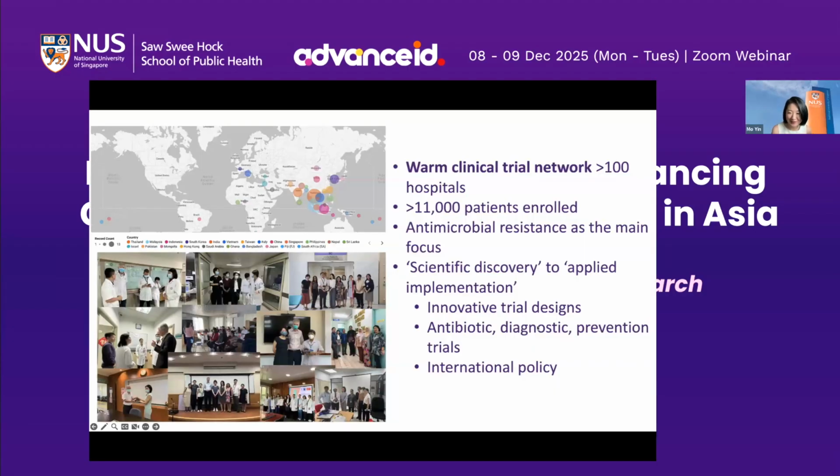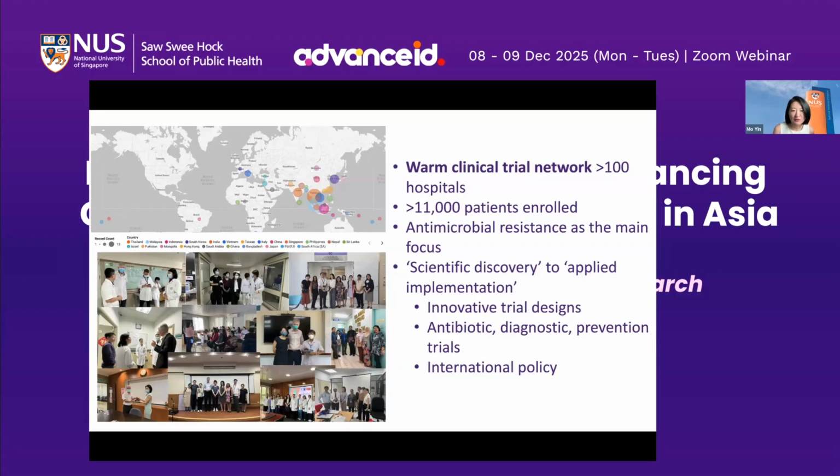As many of you may already be familiar, Advanced ID is a very active clinical trial network that now has over 100 hospitals in our registry, working very actively with us across the world, especially Asia and especially in low-middle income countries. So far, in a short span of 3 to 4 years, we've enrolled over 11,000 patients. And so far, we've been focusing on antimicrobial resistance as the main focus.